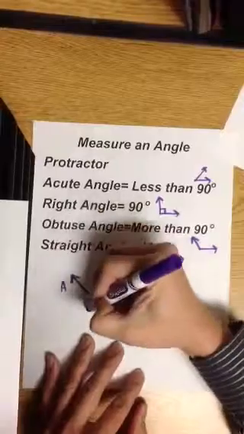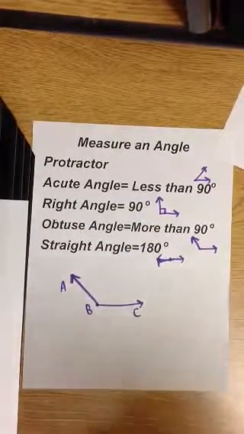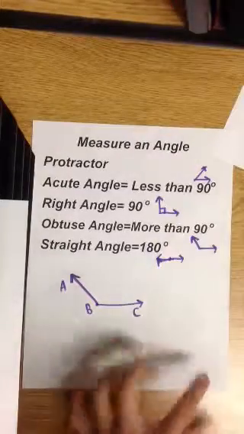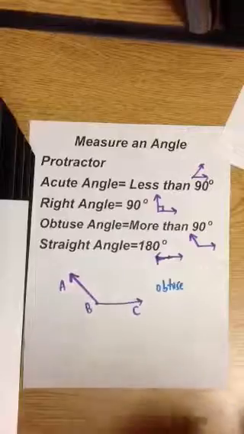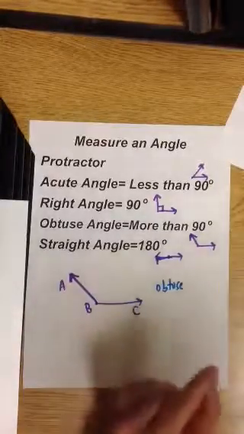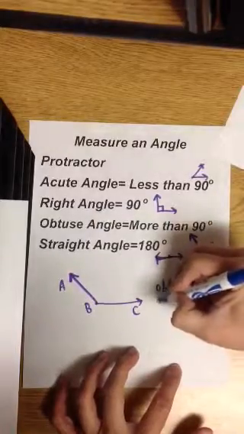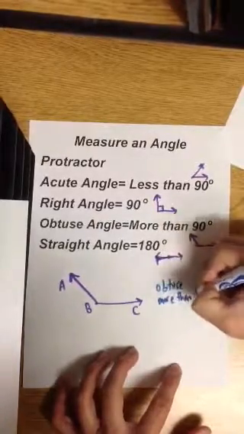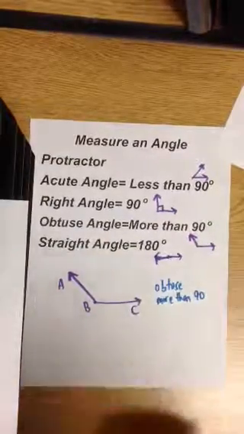This is angle ABC. First of all, what type of angle is that? It looks like an obtuse angle. What can you tell me about an obtuse angle? An obtuse angle is more than 90 degrees. So our measure has to be greater than the number 90.